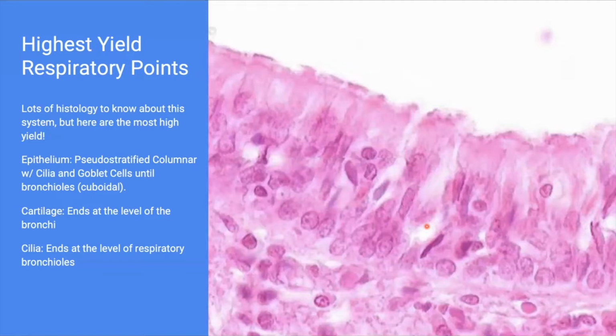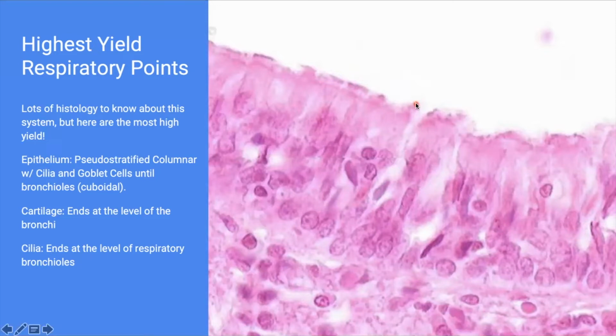anymore, but instead we are looking at a bronchiole. So if we don't see cartilage, we know we're past the point of bronchi. So cartilage is found all the way from the trachea down to the end of our bronchi, but not found in bronchioles at all.